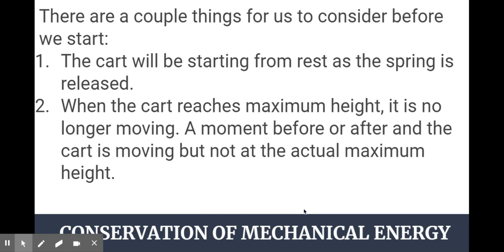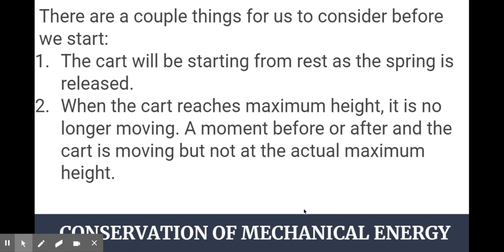Before I launch into this, a couple things to consider. One, the cart's starting from rest as the spring is released. So at that moment that we release the spring and the spring starts pushing against the cart, it's initially at rest. It's not moving until after the spring pushes on it. Two, when the cart reaches its maximum height, it's no longer moving. The moment before and the moment after, it's moving, but when it reaches that actual maximum height, it's changing direction, and so it's not moving in that actual moment.